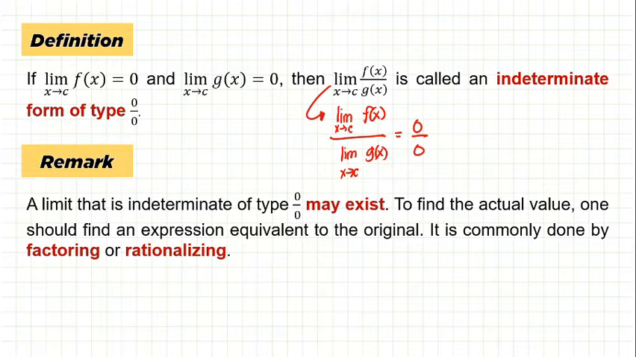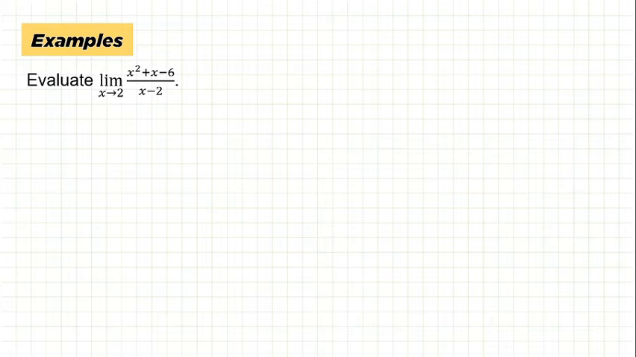Dapat hindi ma-change yung form ng ating expression. So, ang hahanapin natin ay yung expression equivalent lang sa original. And it is commonly done by factoring or by rationalizing. Okay? Para ma-illustrate natin yan, let's consider the following examples.